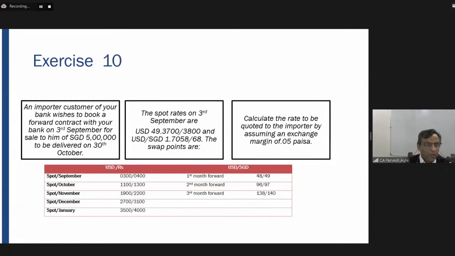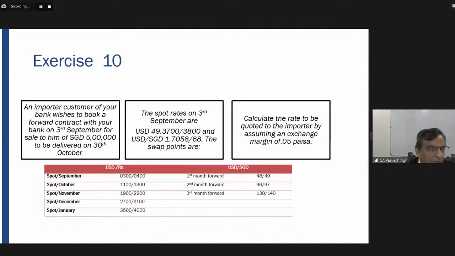Okay. Now these are the swap points which we have mentioned in the middle of the box. So which means that the rate today of the dollar in the month of September is 49.37, the bid rate, and the ask rate is 49.38. And similarly, the Singapore dollar USD quotes are given. The swap points for USD rupee are also given. Okay. So the spot September is 300 and 400 for October. Okay. So we should focus on the October month. It is 1100 points and 1300 points.